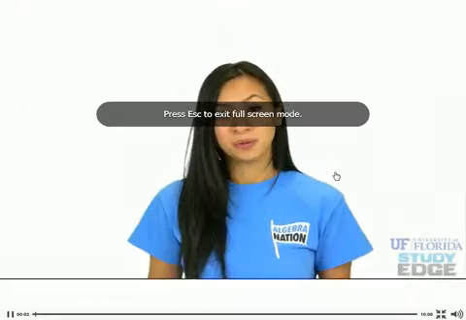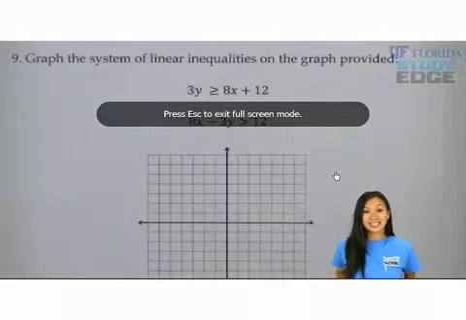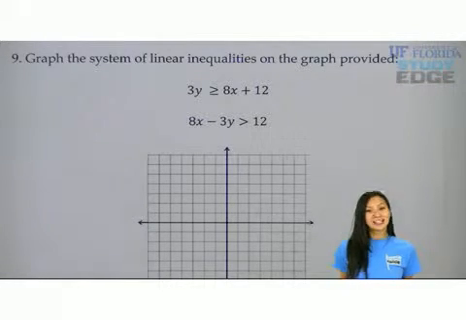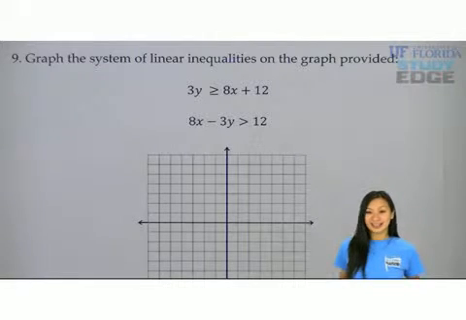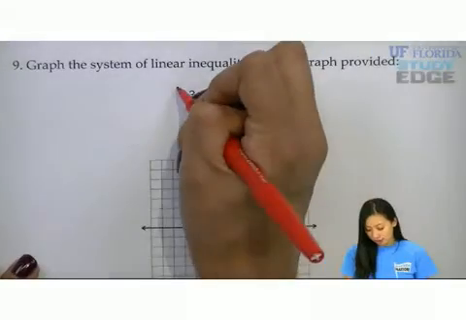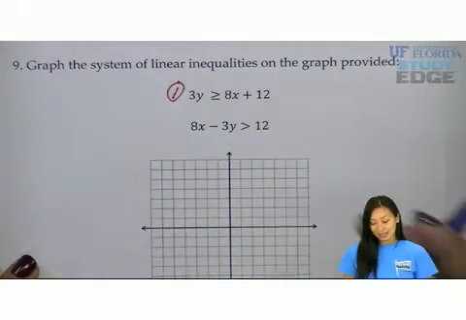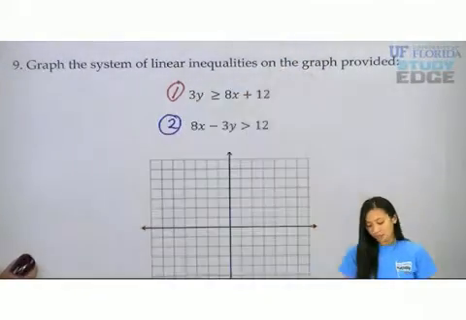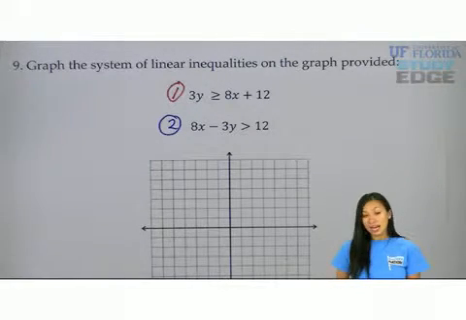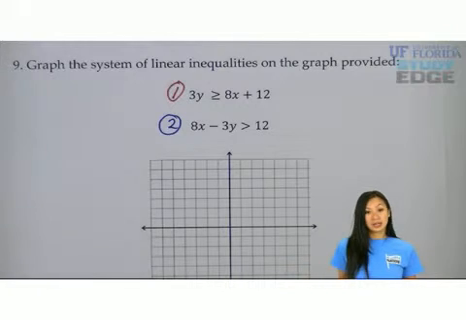Alright, in this problem we are going to look at graphing a system of linear inequalities. Whew, that's a mouthful, but it's actually a lot easier than it sounds. They're going to give us two different equations, inequality number 1 and inequality number 2. I'm just going to label them so I can see them. I'm going to start off with inequality number 1.